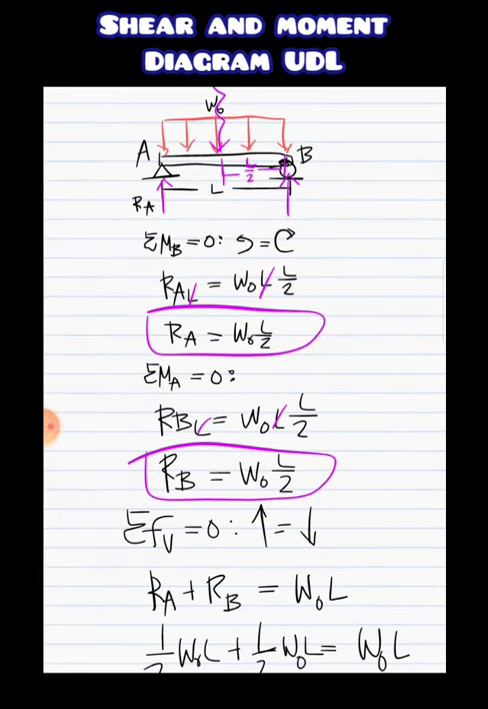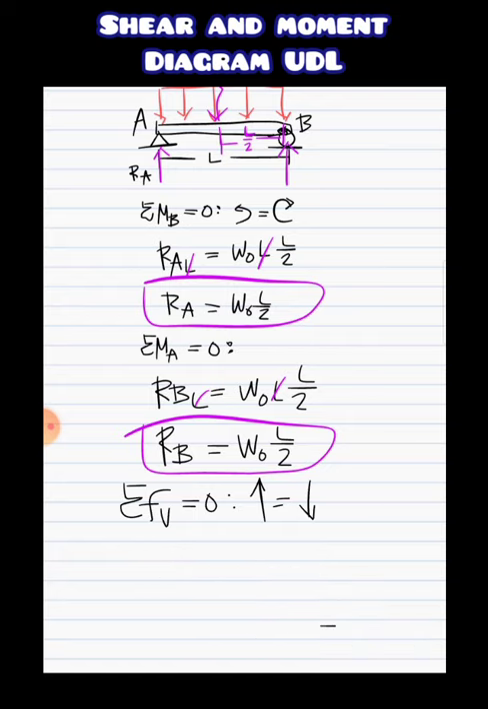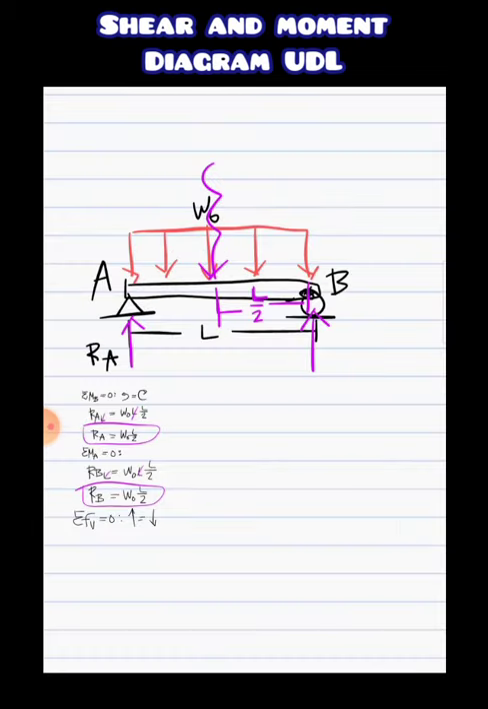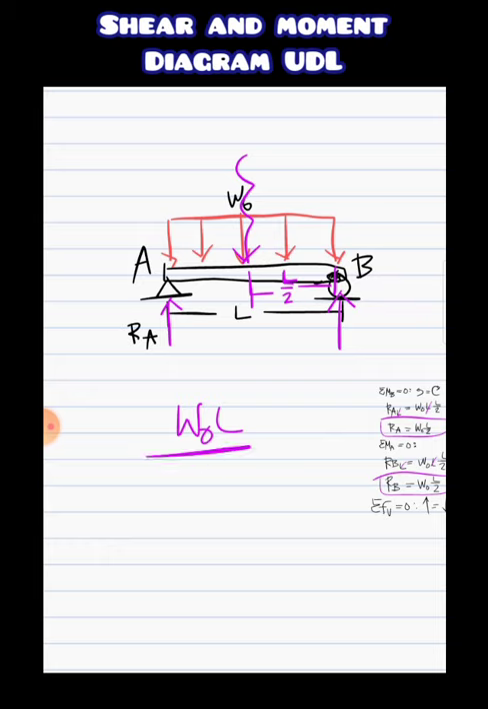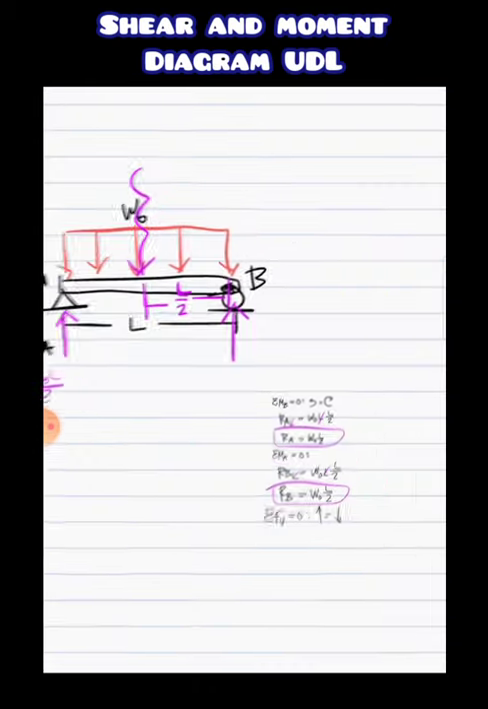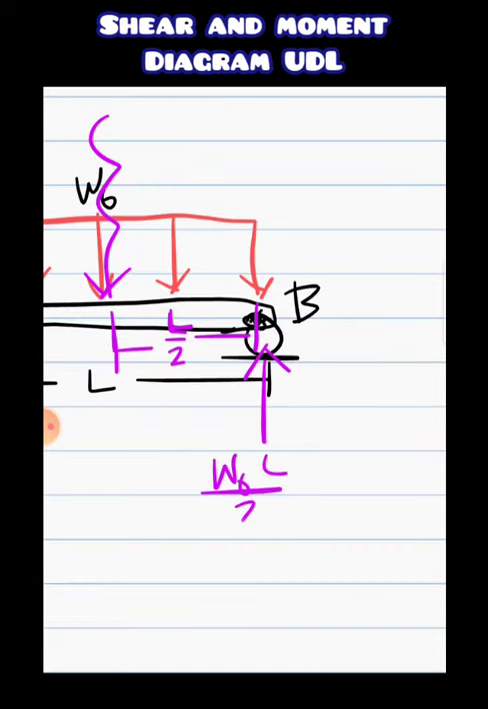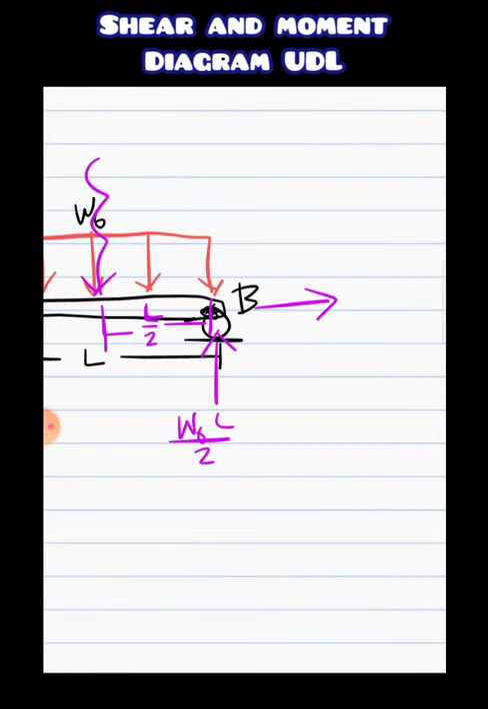WL over 2 and WL over 2 on both sides. Also, you can see it based on the symmetry of our given. As you can see, our given is symmetrical about the center. So this area, WL, must be divided by these supports. That's why we have WL over 2 here and WL over 2 here. Now, if we want to find the internal shear, we will introduce an axis.